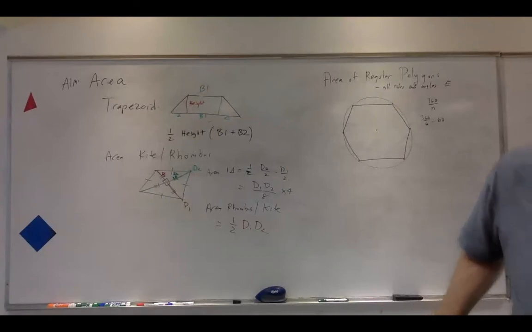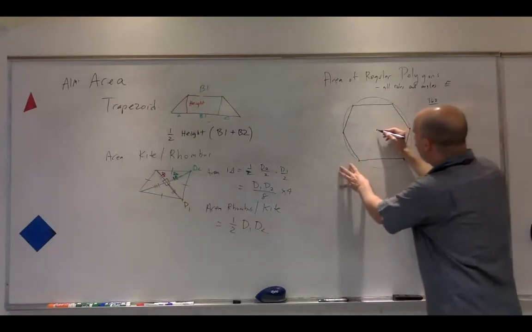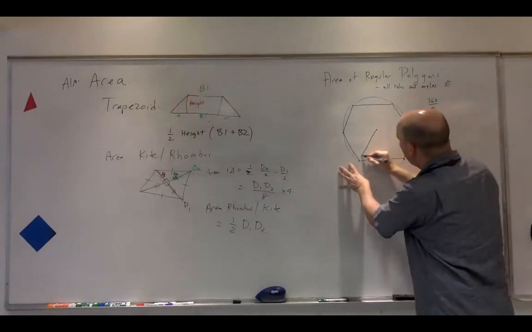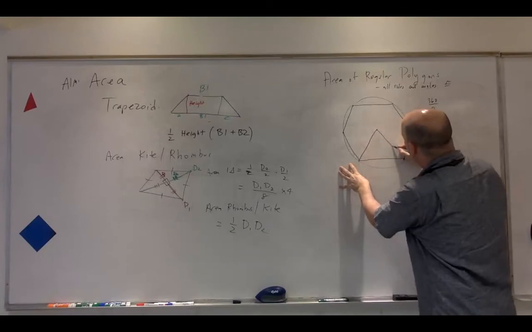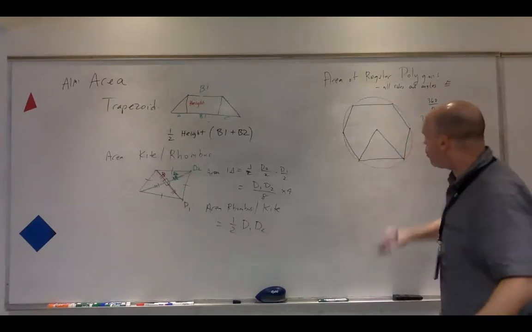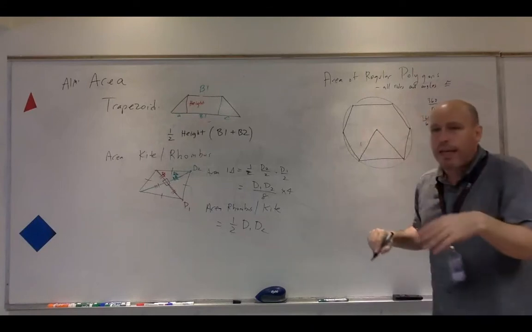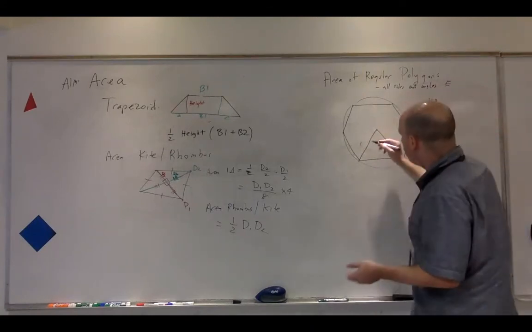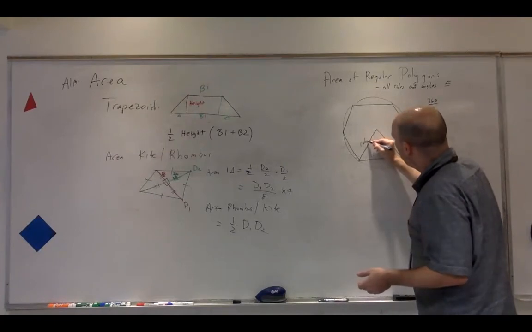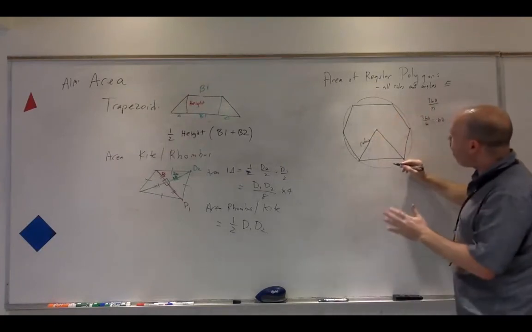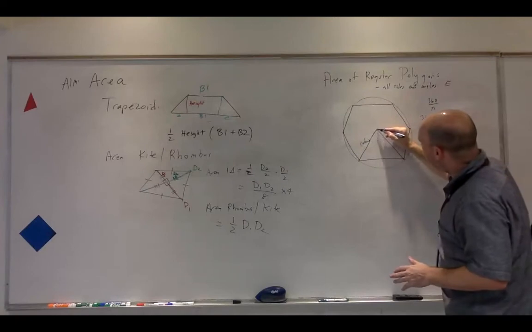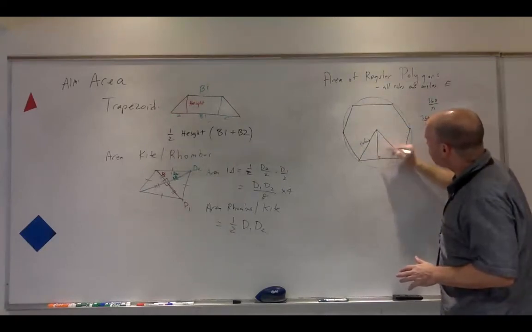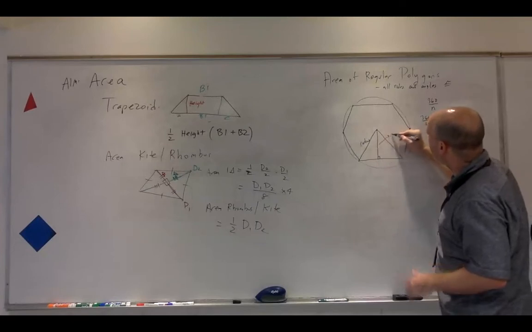Then we connected the center of the circle to the vertices of the polygon. This is known as the radius. It's like the spokes of a tire, like when you go riding on your bike. This is the radius. And then we defined the height from the center, the altitude, to the side as something called the apothem.